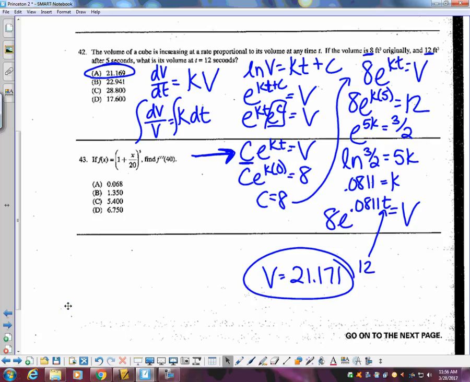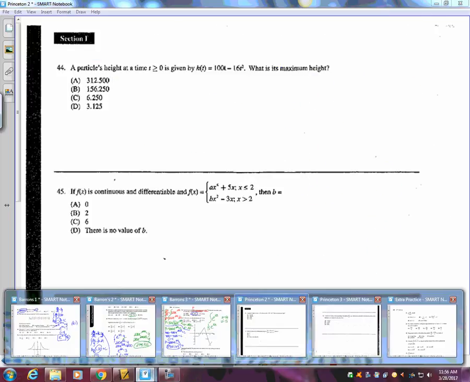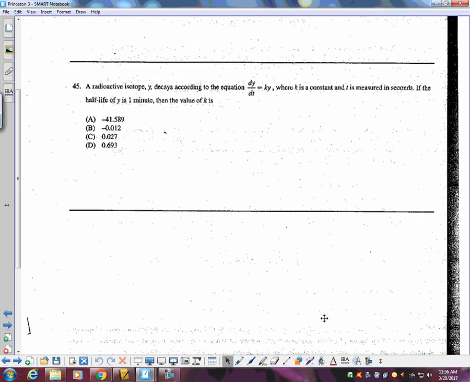Okay, that was 42. Now we're headed to Princeton 3, number 45. A radioactive isotope Y decays according to that equation, where k is a constant, t is measured in seconds. The half-life is a minute. Find k.